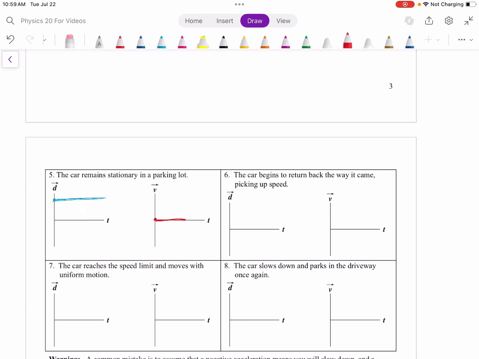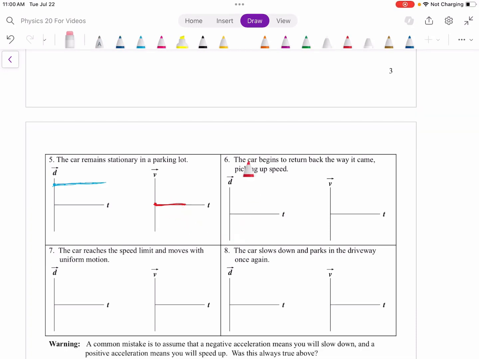A common student mistake on this one would be to say, oh, but it's not at home, right? But you're not talking about where it is here. You're talking about how fast it's moving. So if you were to draw something like this, you'd be saying it's moving very fast, right? It's got a velocity that's not 0, so it's moving. That's not what we want.